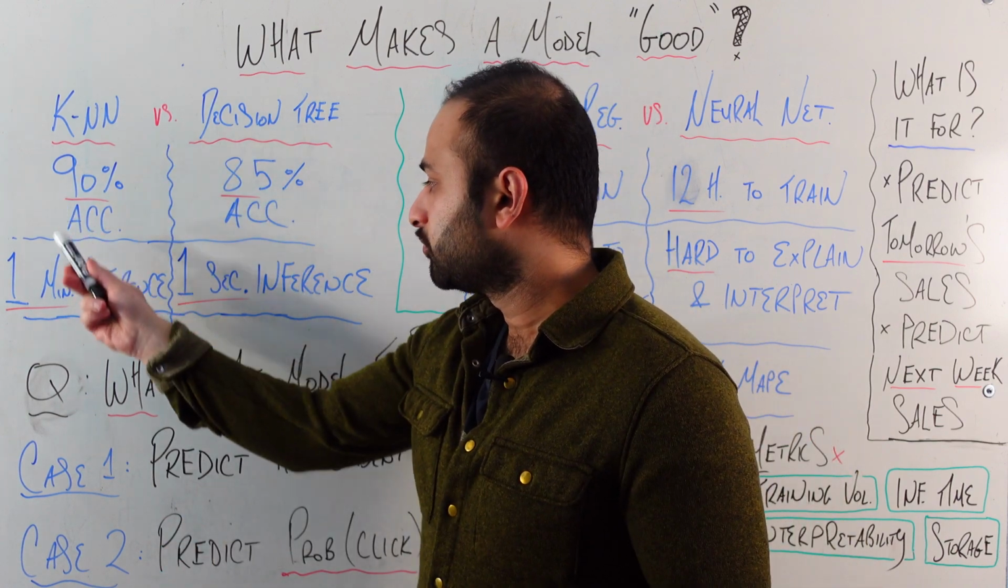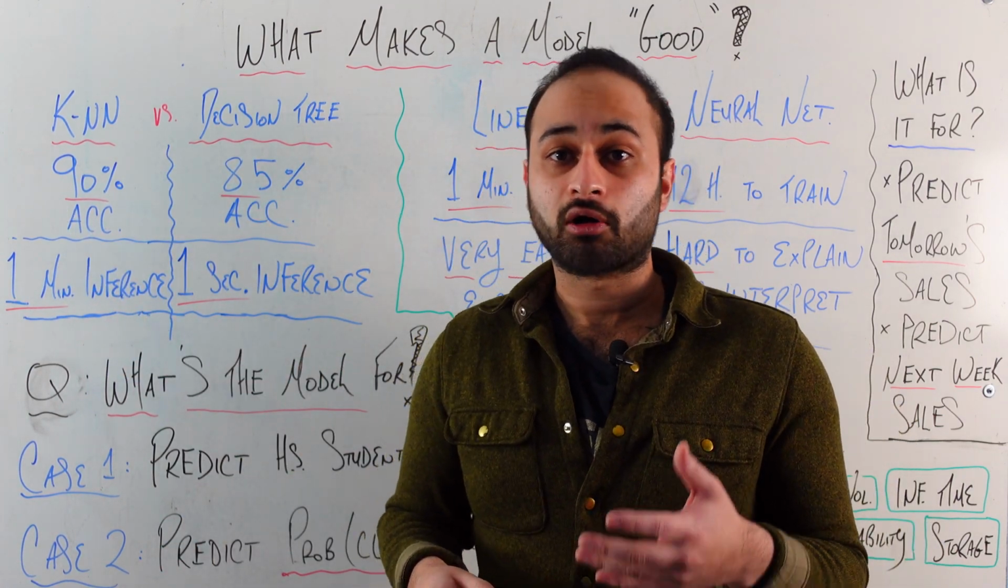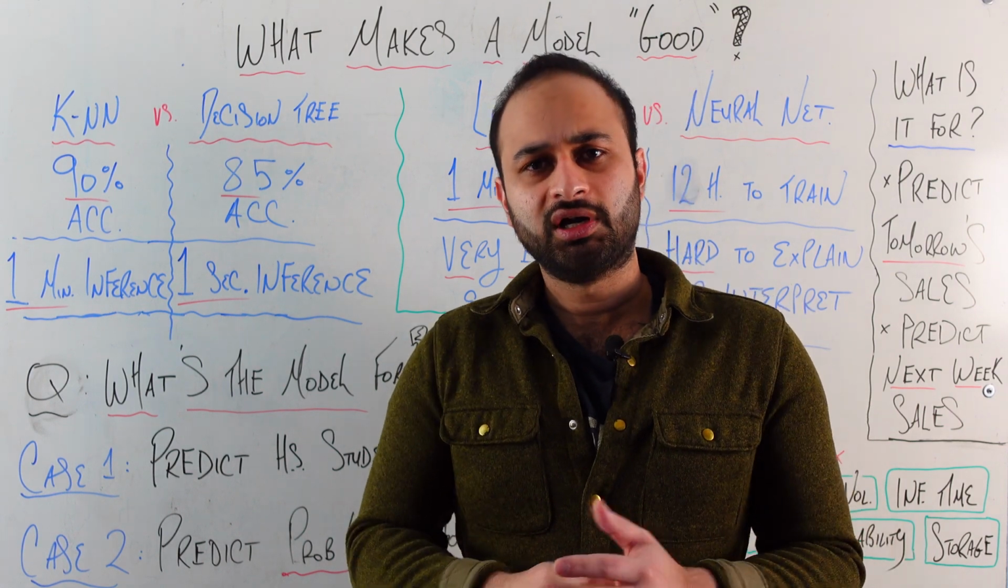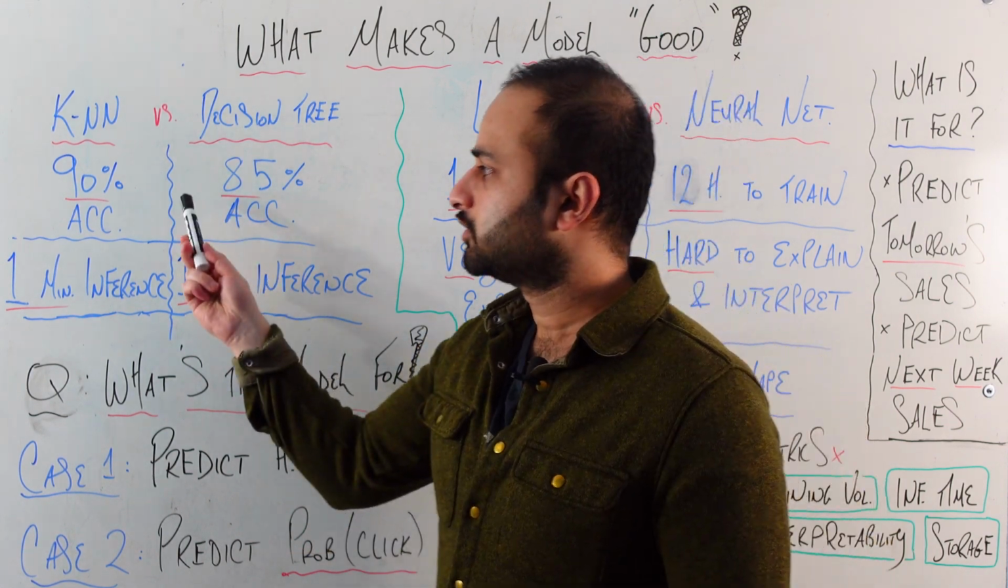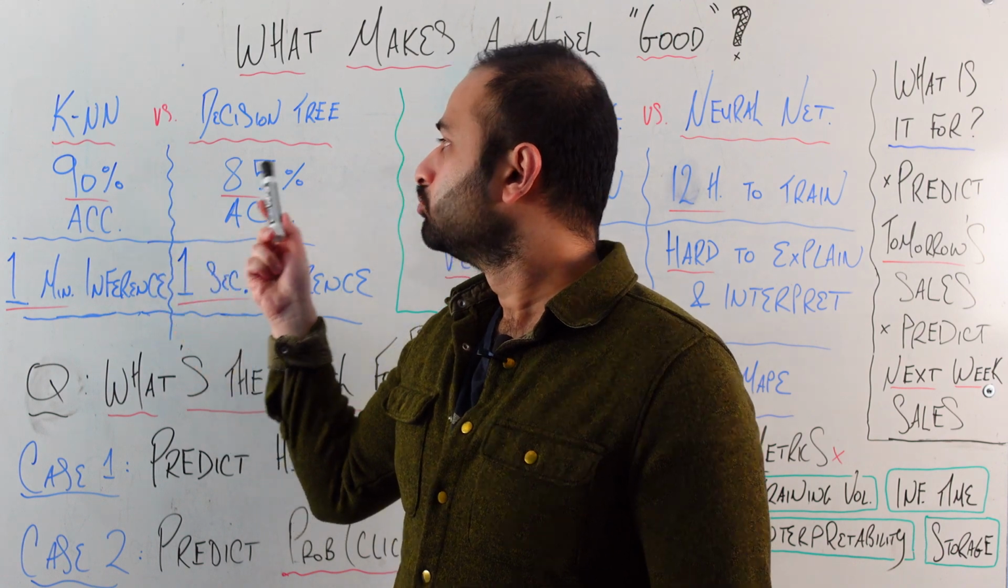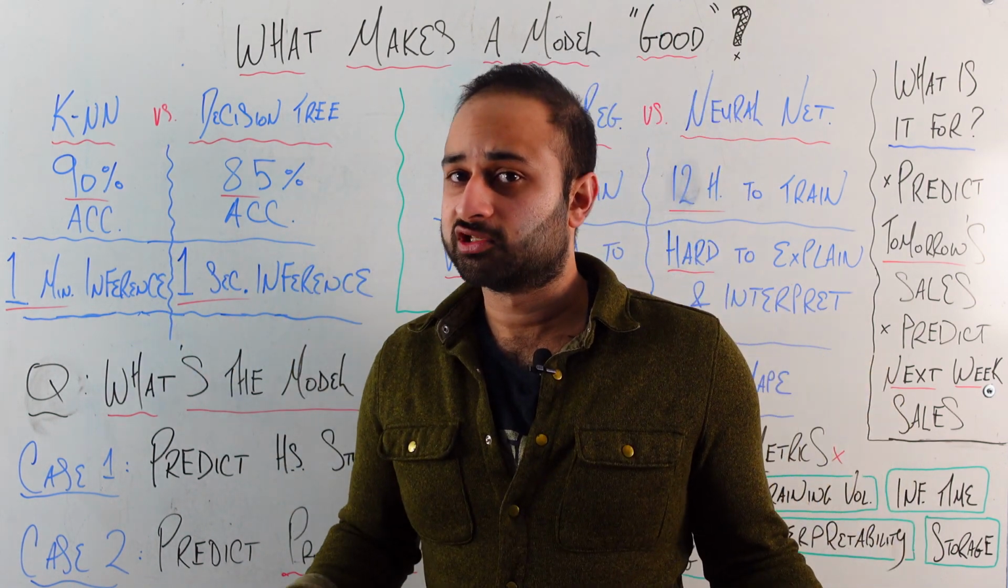So looking at all this information together, I ask you the question, which model do you use? Seems like a bit of a tough question now because the k-nearest neighbor gives you better accuracy, but the decision tree gives you a lot better inference time.